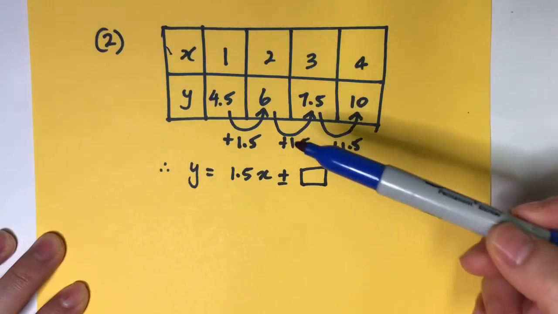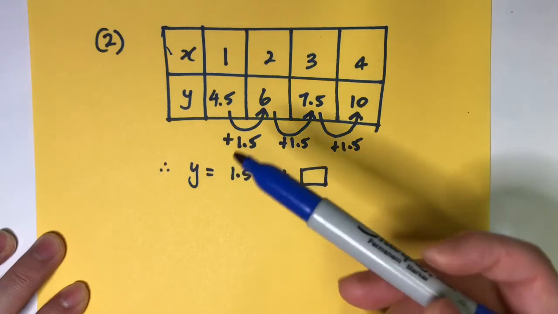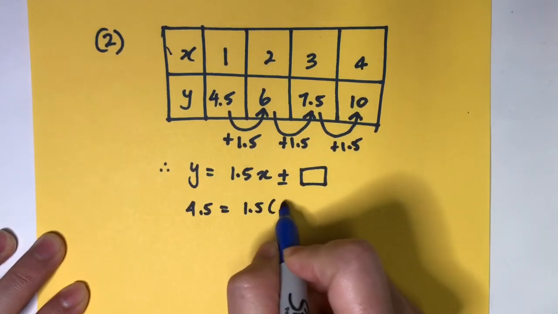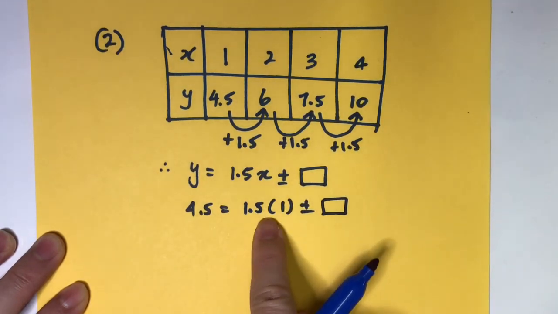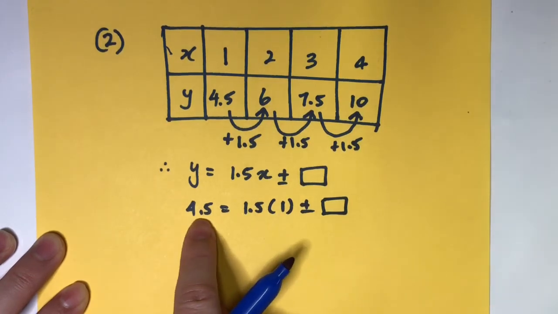So I'm going to put this x value equals 1 in here, and I have to find 4.5. So 1.5 times 1 plus or minus whatever. So 1.5, it has to be plus, isn't it, to get the 4.5.